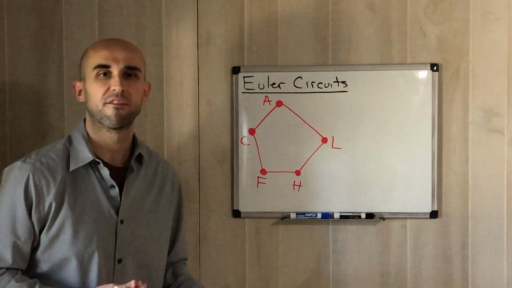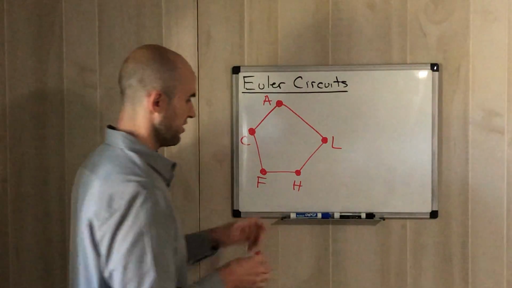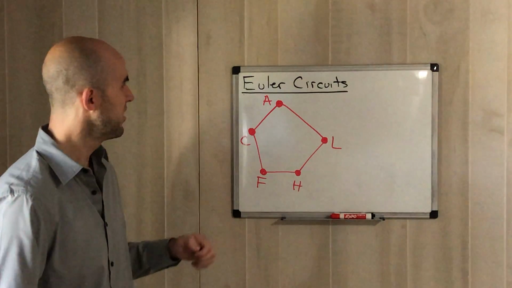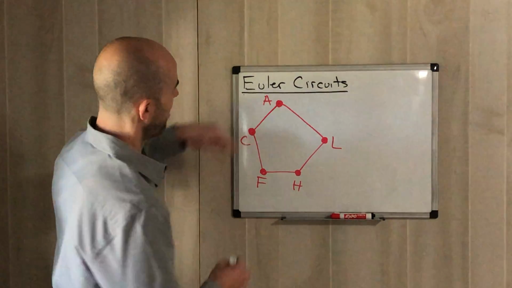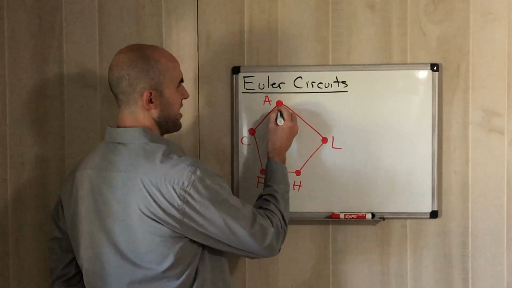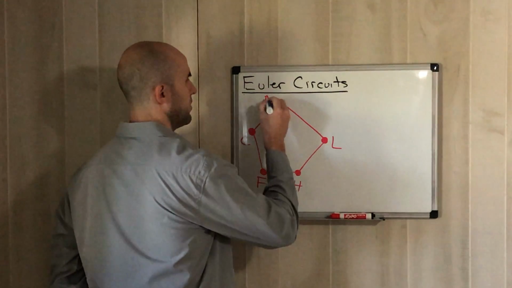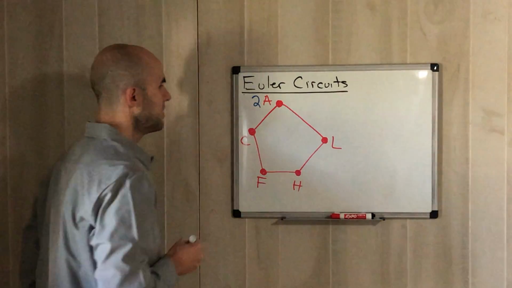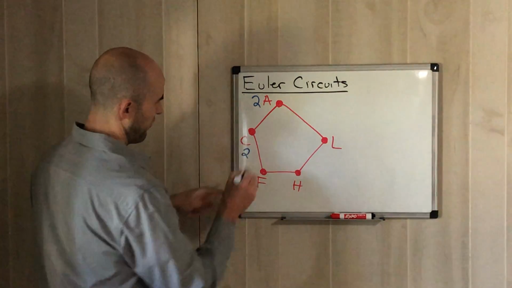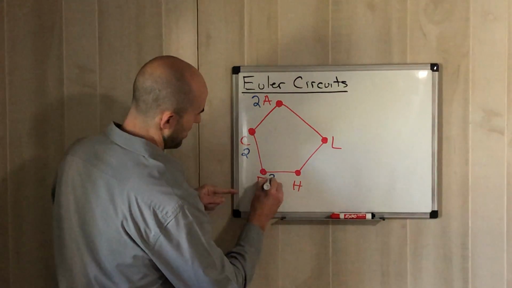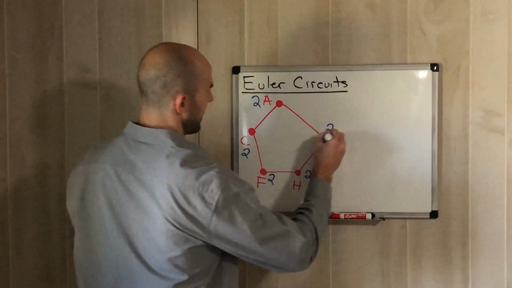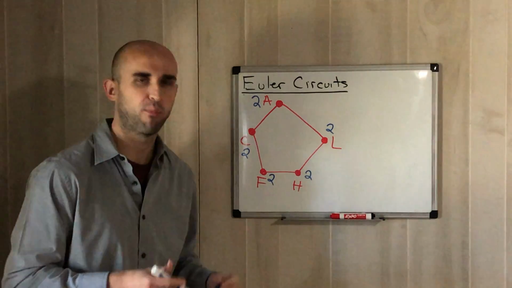In order to figure out whether it's an Euler circuit or not, what you have to do is first figure out the degrees of every single vertex, which you guys remember how to do. If I want to figure out the degree of A, we see how many edges are coming from A. A goes 1, 2. So the degree of A would be 2. For C, again, 1, 2. For F, 1, 2. For H, 1, 2. For L, 1, 2.